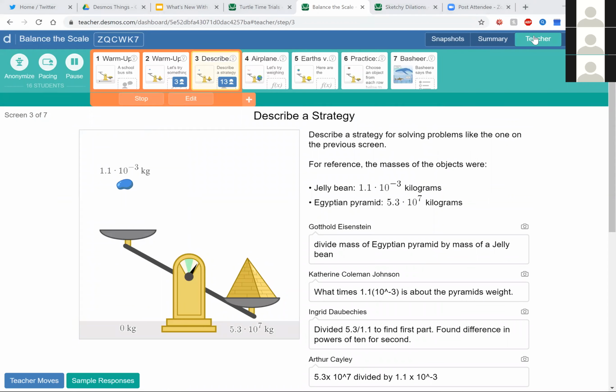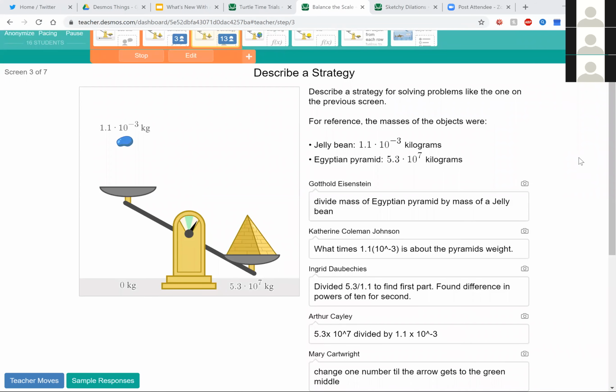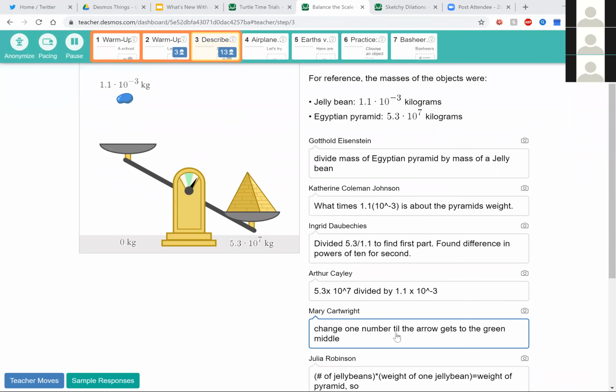But notice I can go on teacher here. If you look at the screen in the broadcast, I can go to the teacher screen and look to see what different people said. Describe a strategy. A lot of kids are going to guess and check here. I see, change one number till the arrow gets to the green middle. Well, yeah, that's what we did, right? We're going to change the number till it gets there.